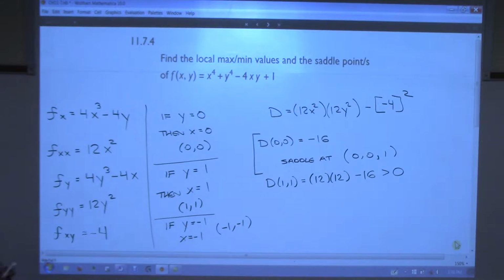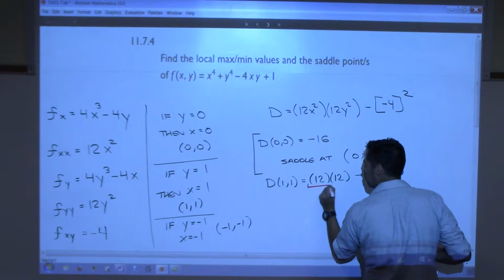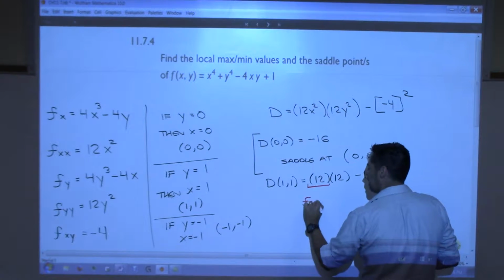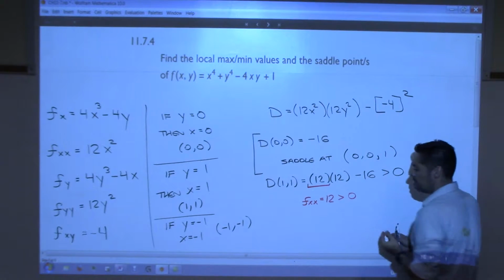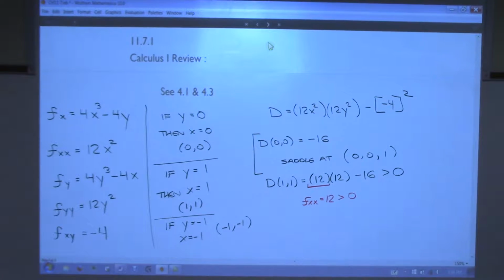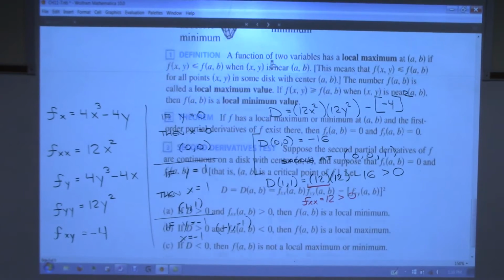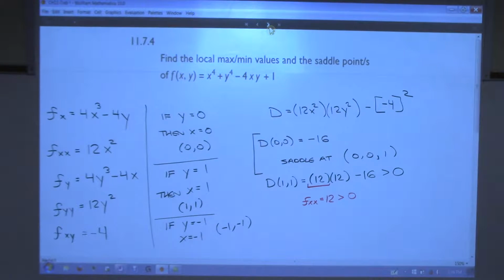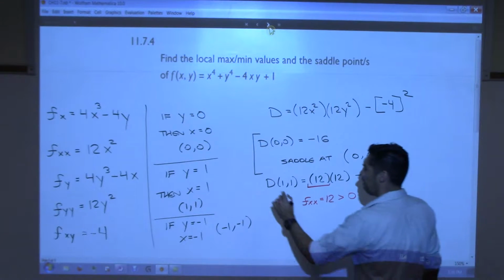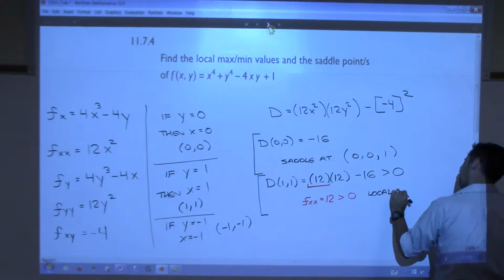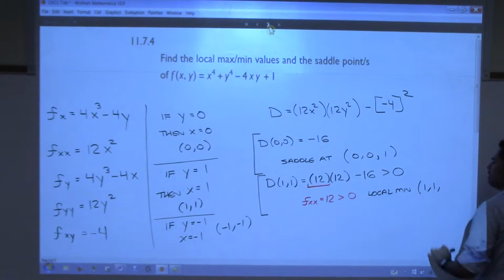So all you have to do is come back to this piece right here and do a visual check real quick. That's fxx. That fxx is equal to 12, which is also positive. So we should have what here? Local min? Just going to check something real quick. Yeah, that's good. So we have a local min at the point 1, 1.